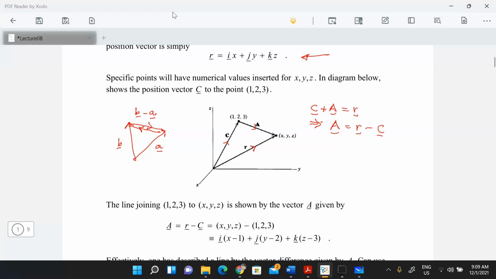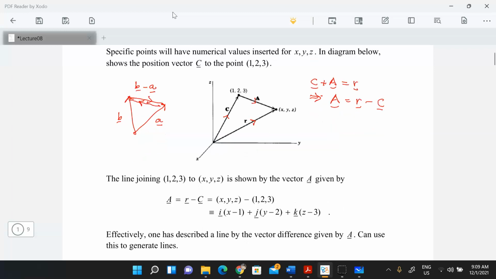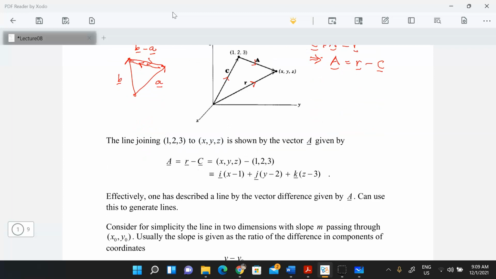Okay, so over here one can now try to write down that vector a, given that I know what this vector is in terms of the coordinates and what this vector is in terms of coordinates, then I will be able to write it down in terms of this vector.